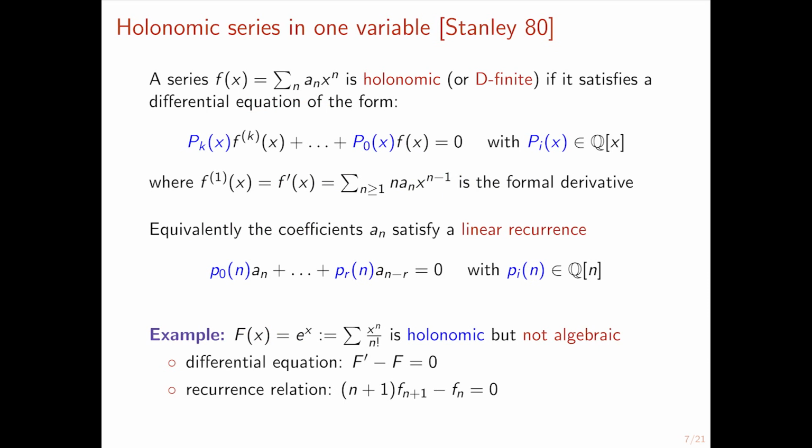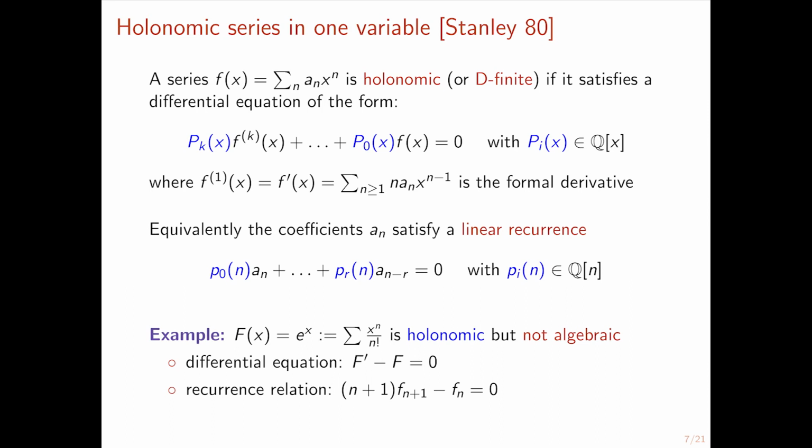What is a holonomic series? Let me introduce it in one variable. A series f of x of the form sum of a_n x to the power of n is holonomic, or D-finite, if it satisfies a linear differential equation with polynomial coefficients. Here, the derivative must be understood as a generalization to series of the derivation of polynomials. Equivalently, a series is holonomic if its coefficients a_n satisfy a linear recurrence with polynomial coefficients.